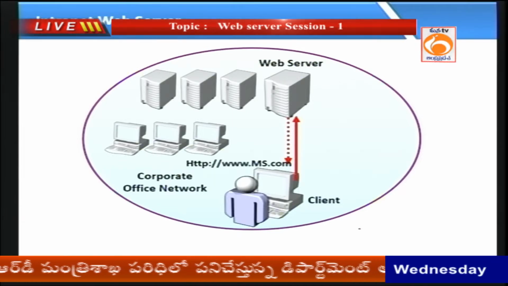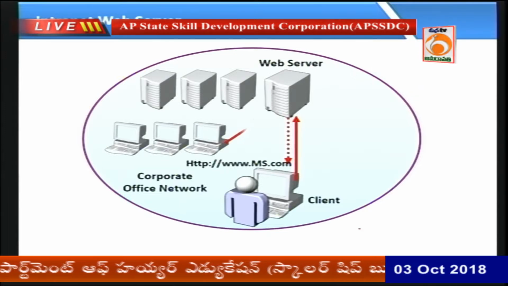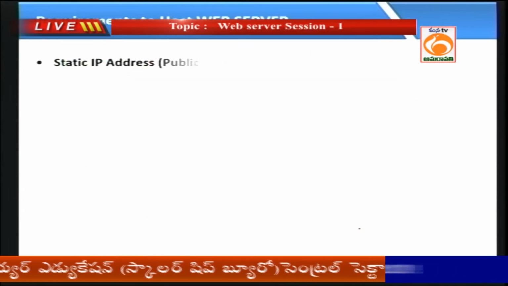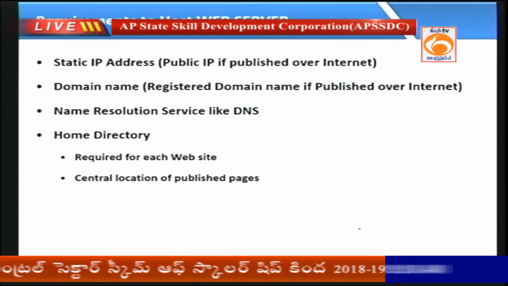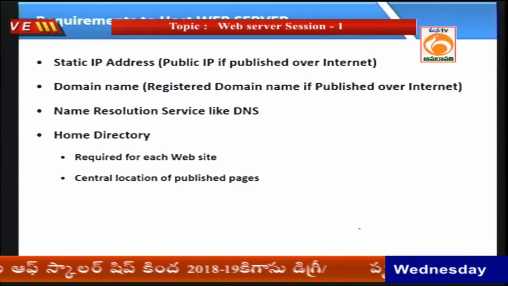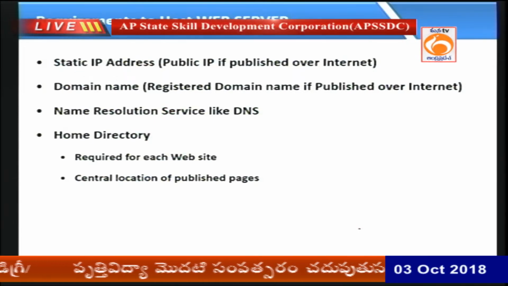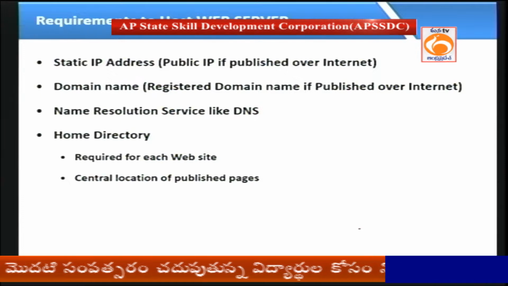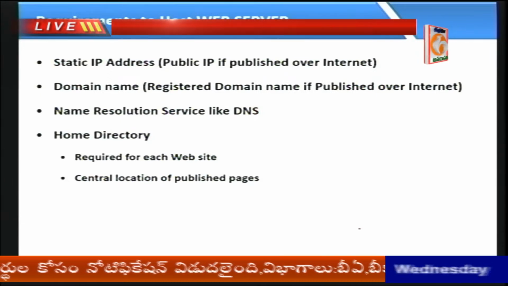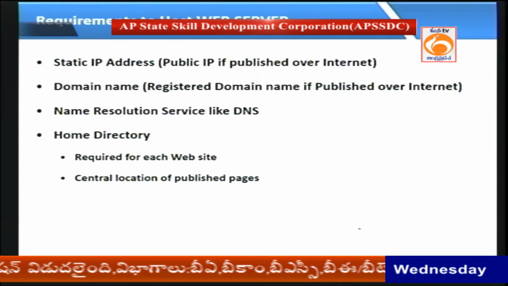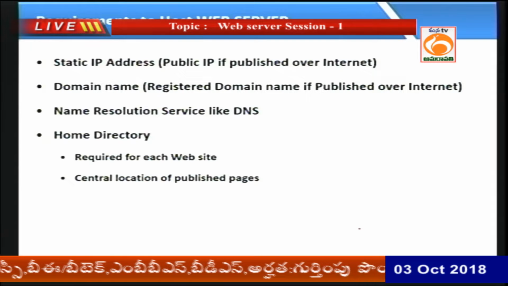Now, it can be intranet or internet. What are the basic requirements I need? For example, these are the basic requirements to host a web server successfully. First of all, the server should have a static IP. Static IP means a permanent IP address. And if it is for internet purposes, not for the office, and everyone should access this website, at that time the IP address should be a public IP. Public IP you have to purchase from your ISP, internet service provider.